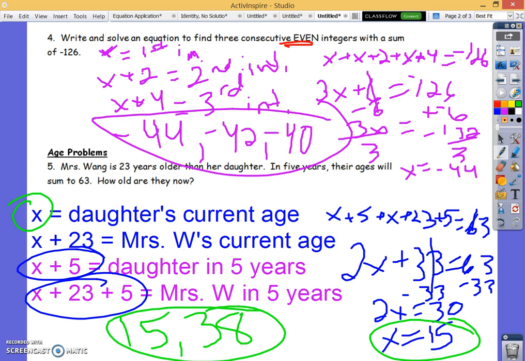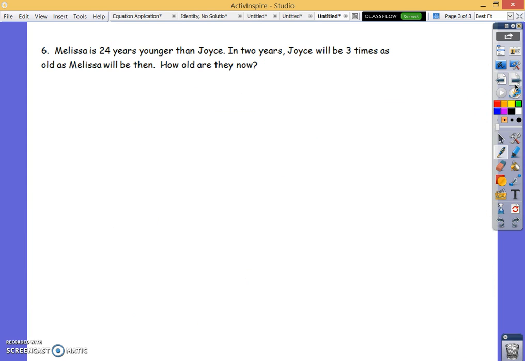Now let's check this. In 5 years, the daughter will be 20, and in 5 years, the mom will be 43. And so if we add them, it does equal 63. So that's right.